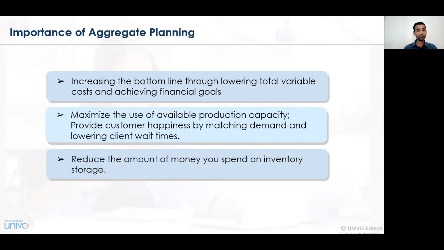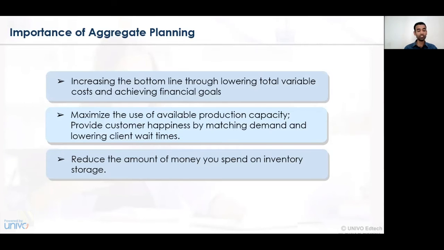Maximizing the use of available production capacity. The production capacity that a company possesses should be utilized at full level, and accordingly one has to see that there is no idle time. Ultimately, when the product is of better quality and delivered to the customer in the specified time period, we create customer happiness by matching the demand with the supply of goods in the market.